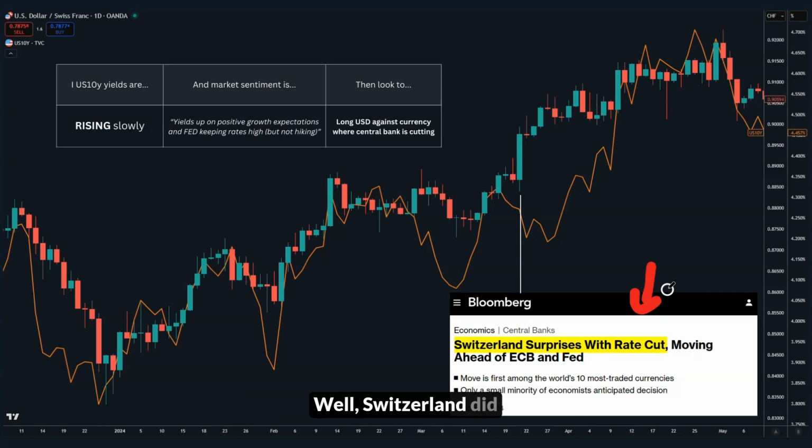Well, Switzerland did. So, in this context, we had US yields grinding higher on one side, and on the other side we had Switzerland cutting interest rates. And if you look at USD against the Swiss franc, uptrend. That's what the regime was telling you to do. Rising slowly regime. Not just buy the dollar at random, but buy the dollar against the one that's easing or keeping interest rates low. In this case, the Swiss franc.